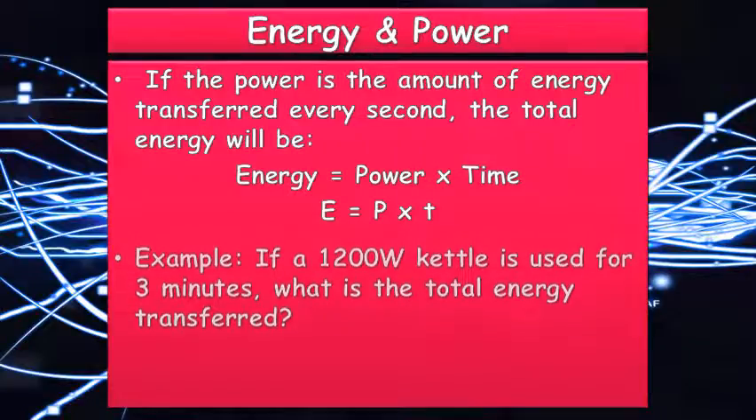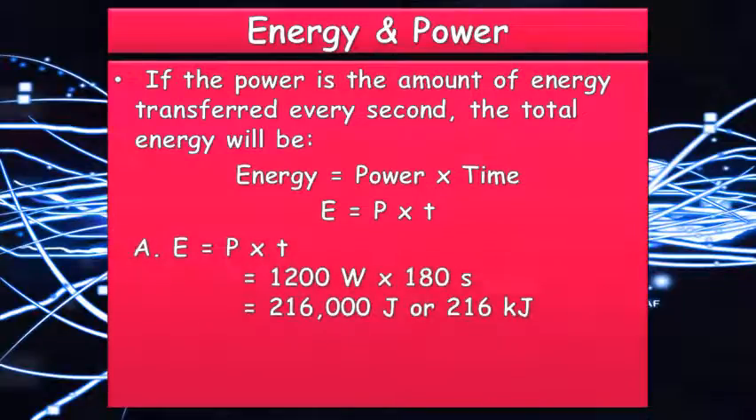Okay, welcome back. The answer is, of course, E equals P times T: 1200 watts, which is the power, times 180 seconds. Notice you're converting to seconds from minutes. This gives 216,000 joules, or 216 kilojoules.